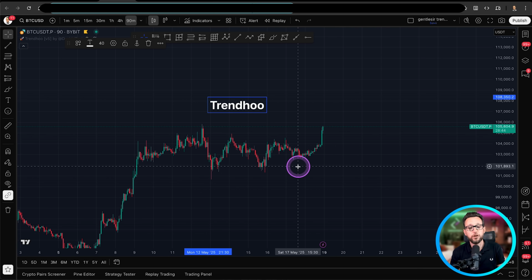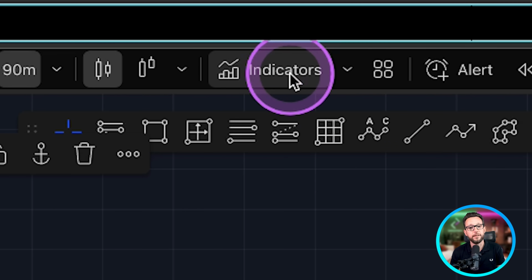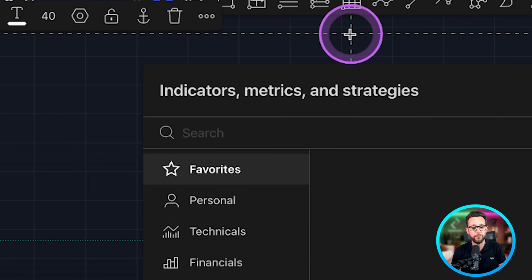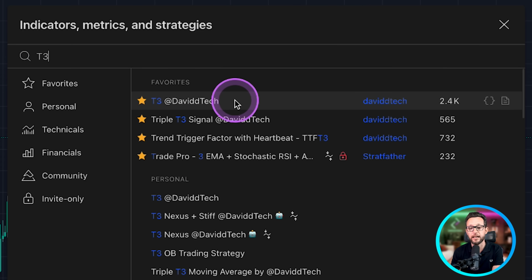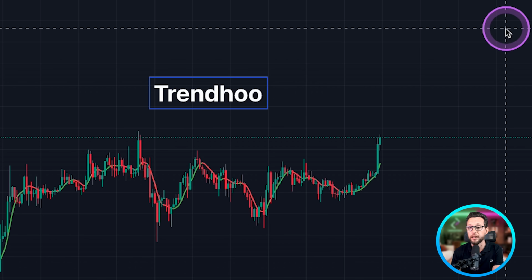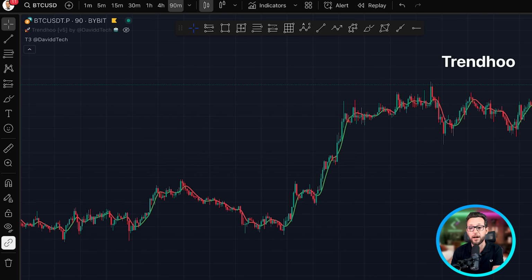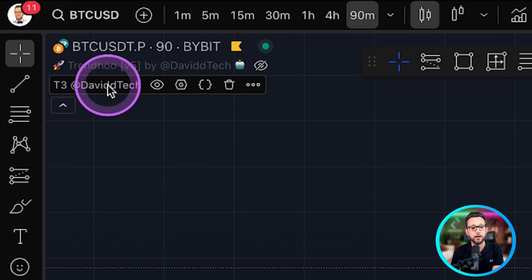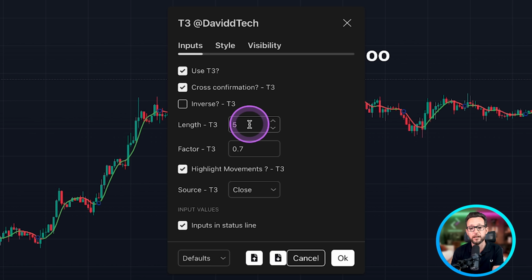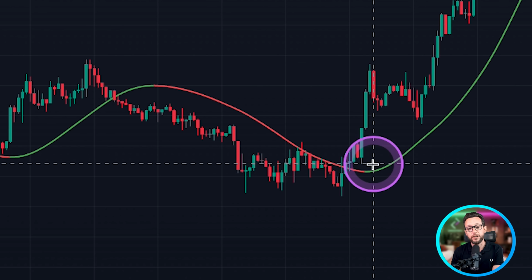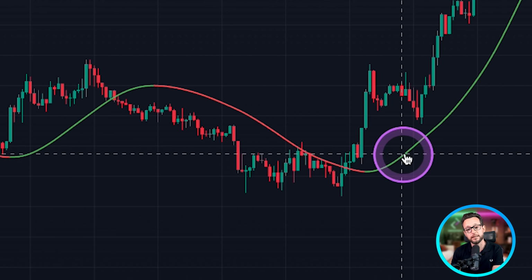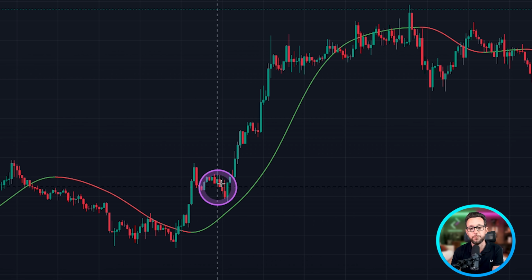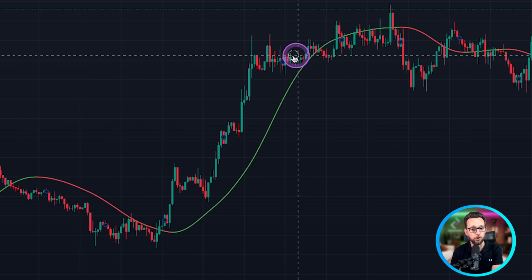Right, back over to TradingView. Let's start by adding the indicators to our charts. The first indicator that we're going to use is called the T3 by DaviddTech. The T3 is a moving average and is extremely powerful and reactive. Now I'm going to go over to the cog and we're going to set the length at 225. As you can see, the T3 goes red when we're looking for shorts and price is below it, and when it goes green and price is above it, we're looking for longs.